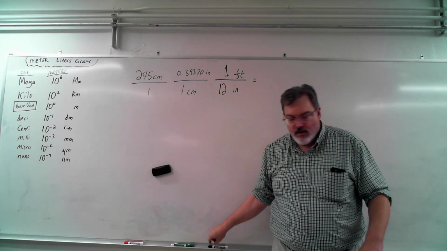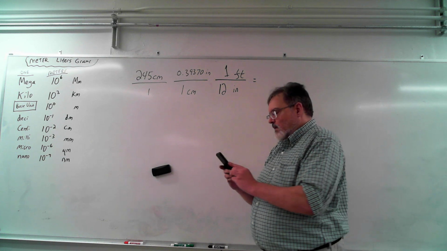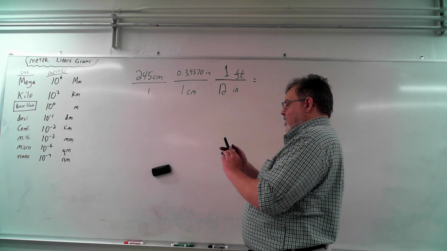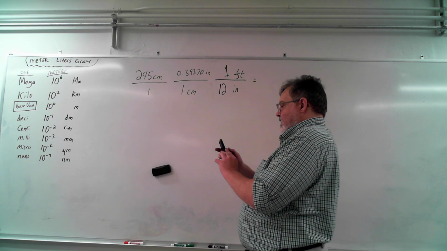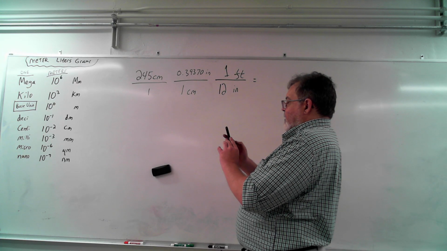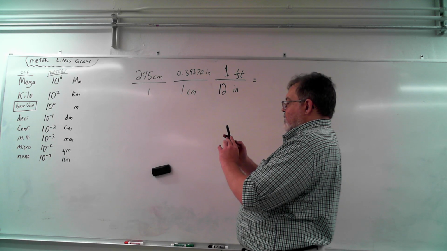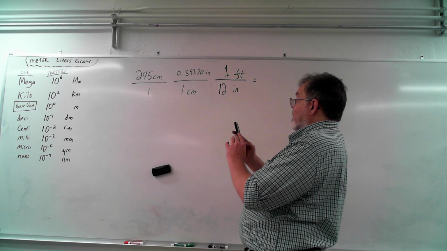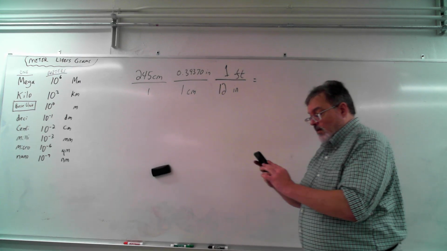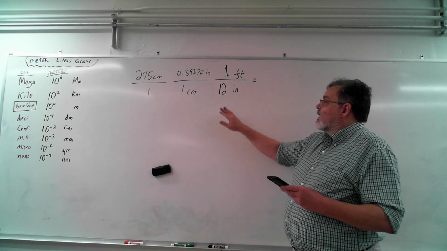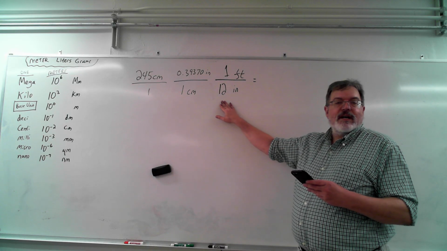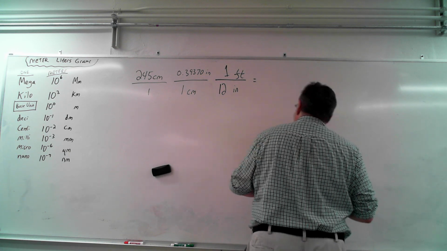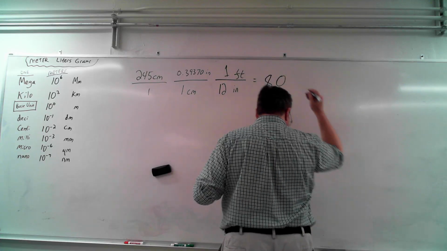All right, so if we calculate it, where's my calculator? 245 times 0.39370 and divided by 12. I'm not going to count this towards significant figures, but it still has to be in the calculation. Calculator says 8.038.